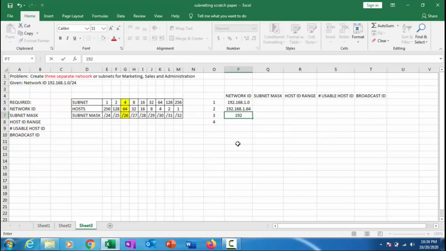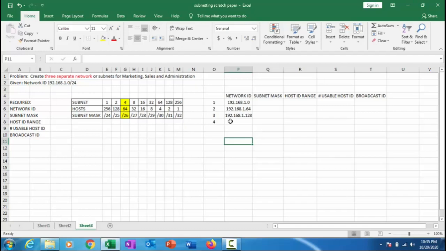So 192.168.1.128. Am I correct? Okay, 64.128. Okay, and then lastly is 64.128 plus 64 is 192. Am I correct? Let me just check. 128 plus 64 is actually 192. Correct.